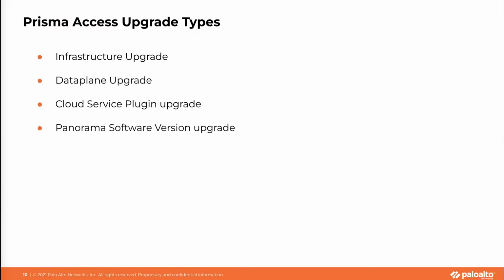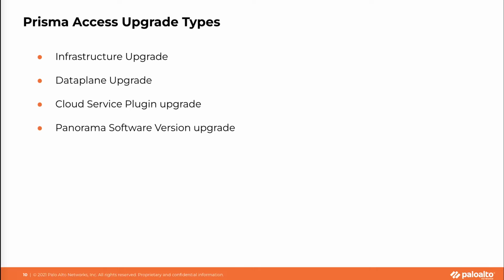Palo Alto Networks upgrades its cloud-based infrastructure without any intervention required from customers. Some upgrades require that you perform an action, such as installing a new plugin. There are different upgrade types, which include infrastructure upgrade, where we upgrade the Prisma Access infrastructure, which includes the underlying service backend, orchestration, and monitoring infrastructure. Data plane upgrades enable the traffic inspection and security policy enforcement on your network and the user traffic.